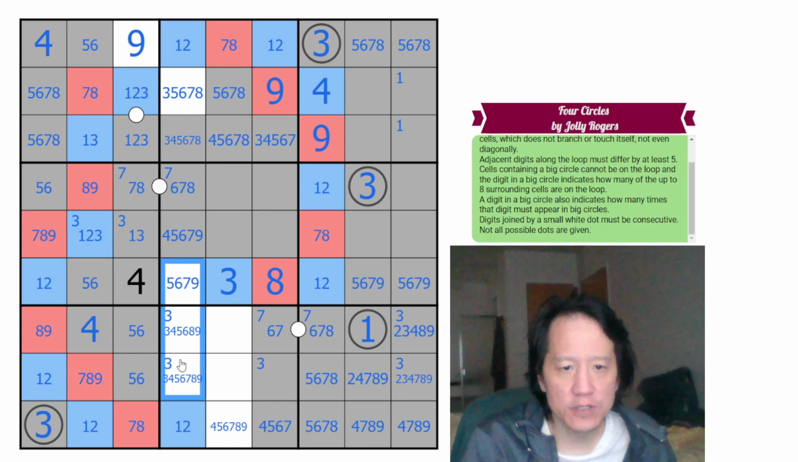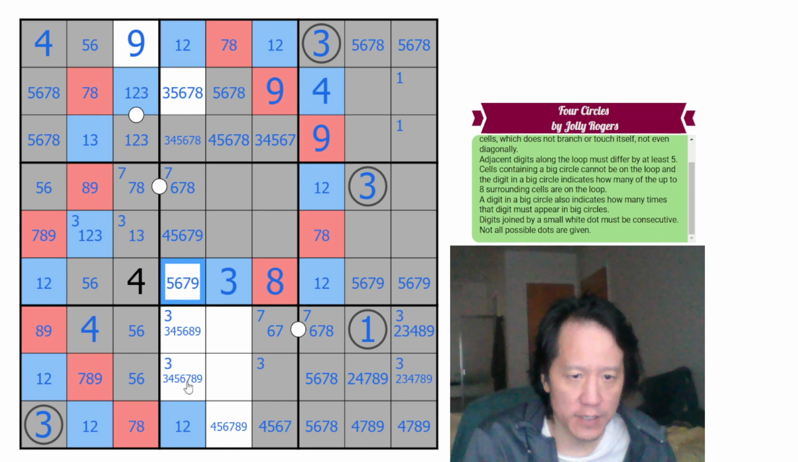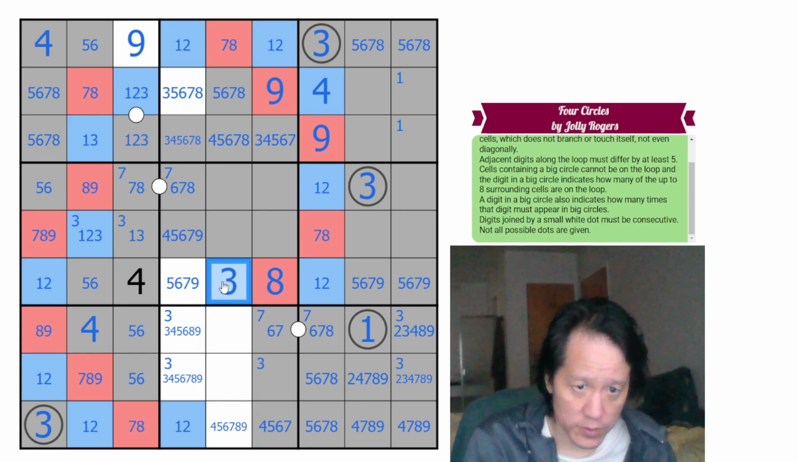So if it goes here, this has to be 9 and this has to be 8. And this would be 3, right? If it goes here, okay, so this is one possibility. It could go here. In this case, that's 8 or 9. This is 3, that's 8 or 9. So this would be 8. This would be 8 or 9 if it goes that way.